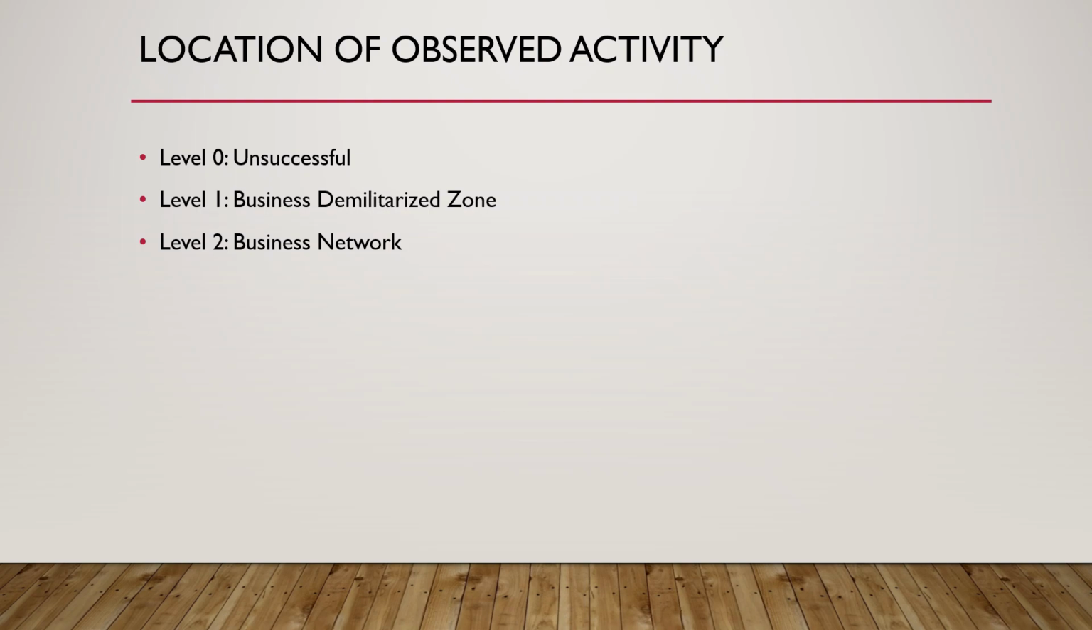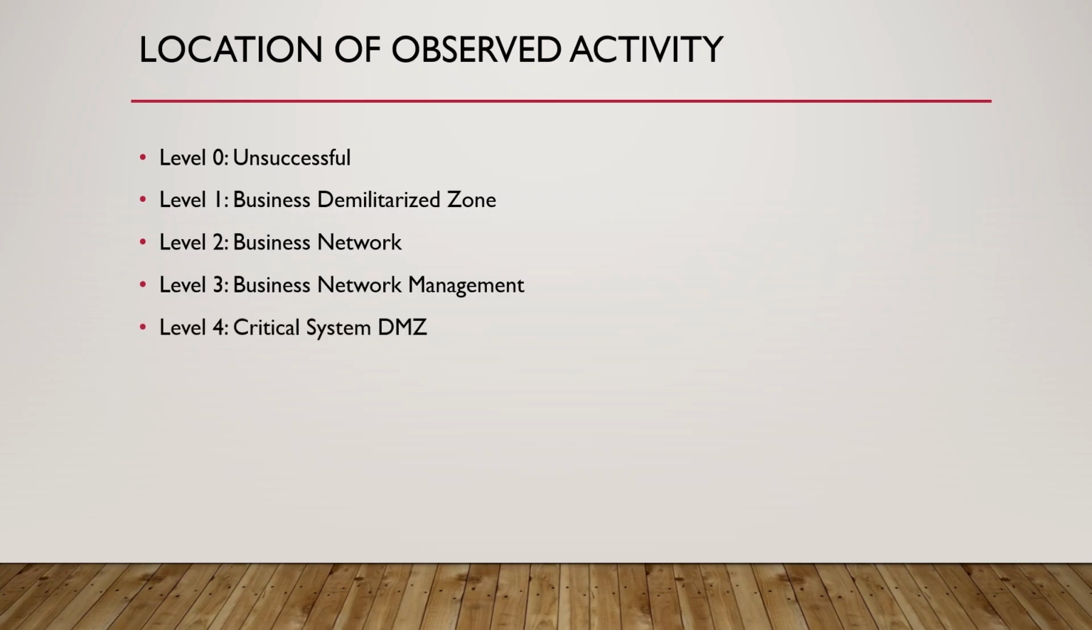Level 2, business network. This level means that the activity was observed in the business or corporate network of the organization. These systems would include corporate user workstations, application servers, and other non-core management systems. Level 3, business network management. In this case, the activity was observed in business network management systems such as administrative user workstations, Active Directory servers, or other more critical systems.